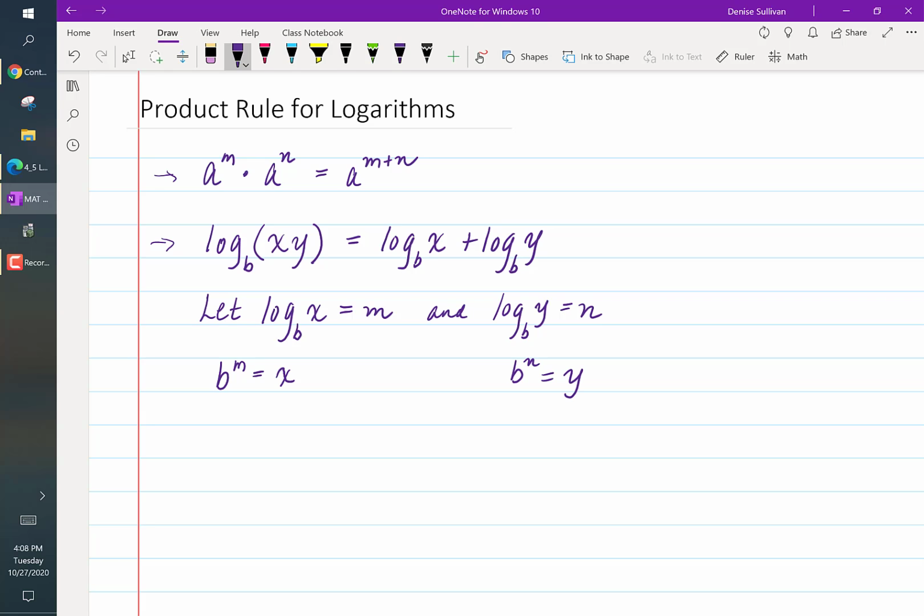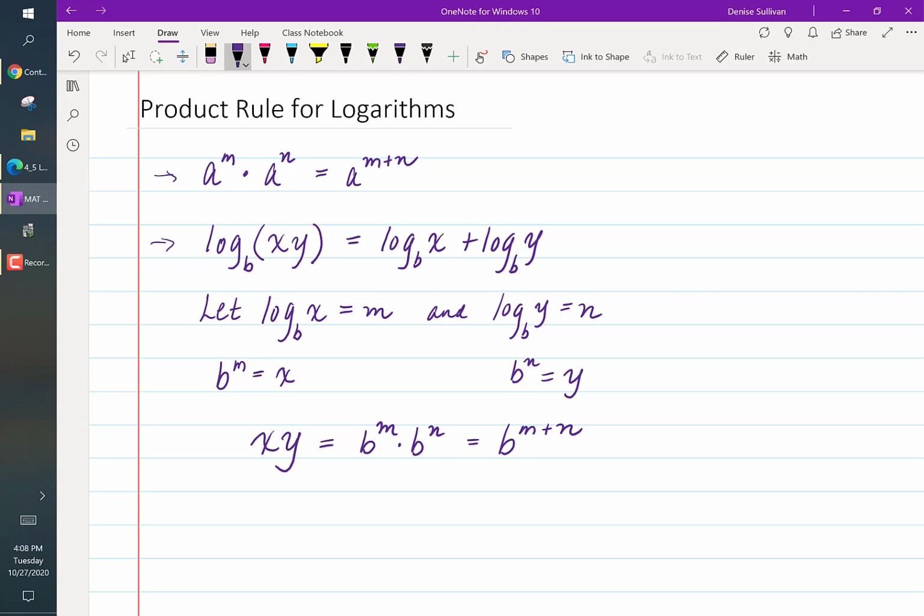Then we will look at the product xy, because that's what the argument of this log is. This is going to equal b to the m times b to the n, which is going to be b to the m plus n. So now we're going to rewrite it back into logarithmic form like we started.